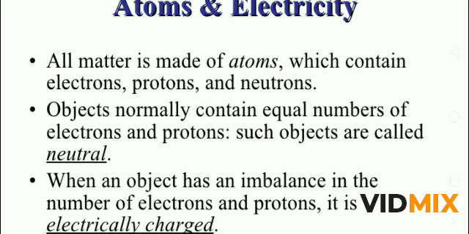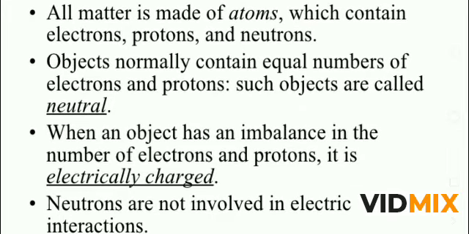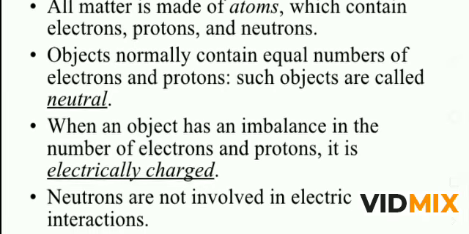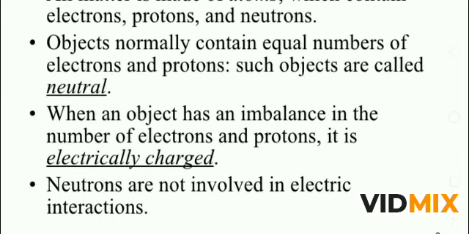So objects normally contain an equal number of electrons and protons, and such objects are called neutral objects, or we can say neutral atoms. When an object has an imbalance in the number of electrons and protons, it is electrically charged. Means whenever there is a difference in positive and negative charges, those which have more positive charge are said to be positively charged, and if the electrons are more in number, then we can say that body is negatively charged. And neutrons are not involved in electrical interaction. Means neutrons are neutral, they have no charge. Only positive protons and negative electrons are responsible for making the body charged.